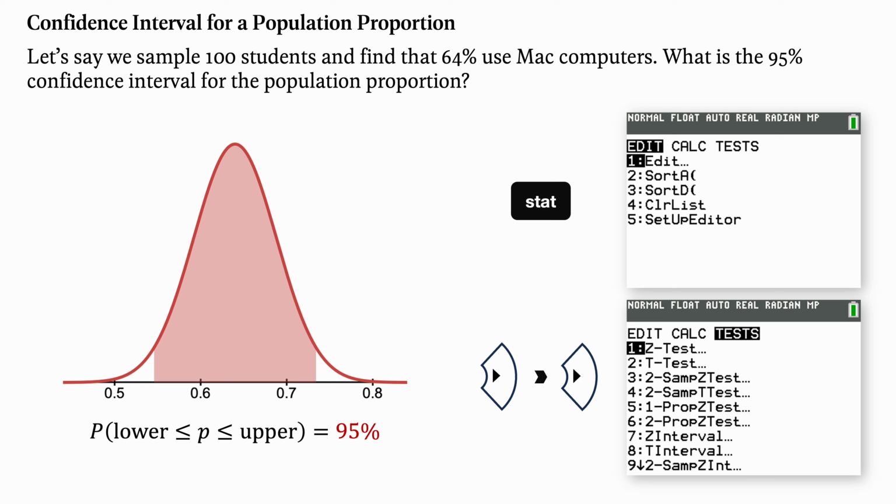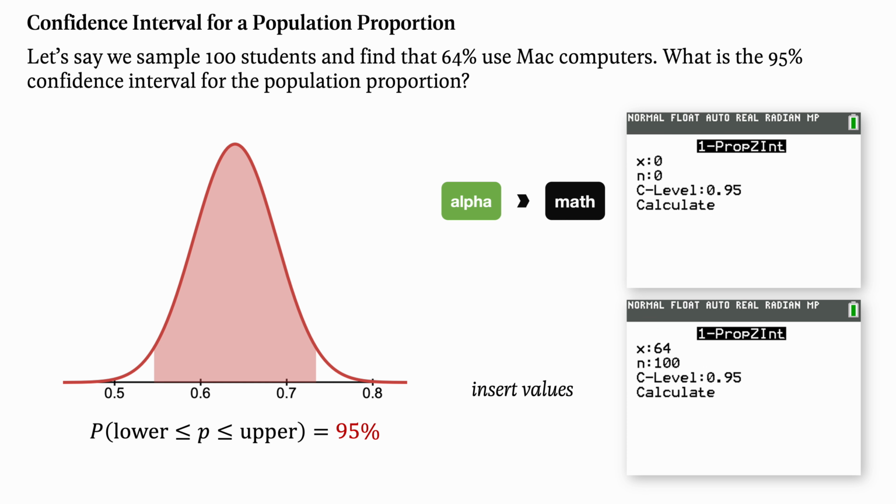Let's say we sample 100 students and find that 64% of them use Mac. If we want to find the 95% confidence interval for the population proportion, we could follow the steps shown previously, but I'm going to show you how to do it on a calculator. Start by clicking Stat and then tabbing over twice to Tests. Once you're there, you can scroll down until you get to 1-PropZInt, or a shortcut is you can click alpha and then math to jump to the screen.